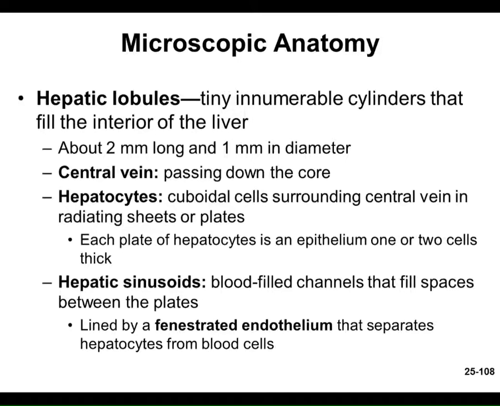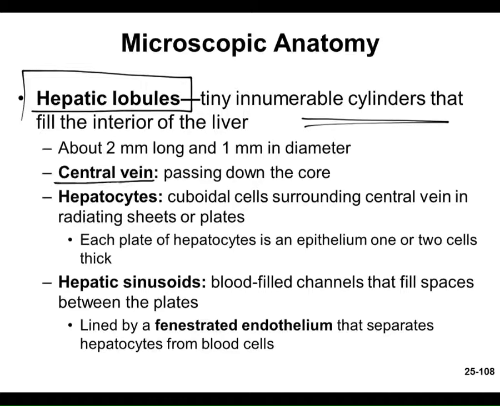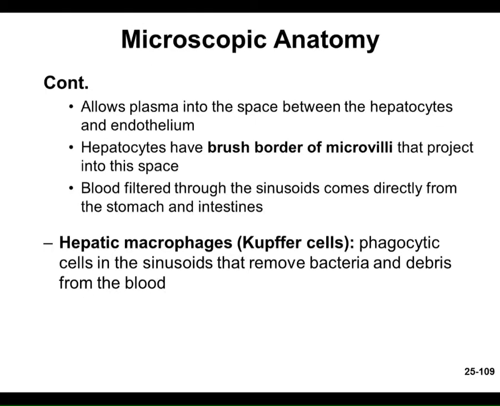So when you look at the liver, when you look at that picture, you see these hepatic lobules. They are these cylinder-like structures. They're filling up the majority of the liver. In the center of them is the central vein. The hepatocytes are the cells. They're cuboidal-shaped cells that are around the central vein. And then you'll see these big spaces called the hepatic sinusoids. And they're blood-filled chambers, and they're lined by fenestrated endothelium that allows for a lot of exchange going on in this area of the liver.